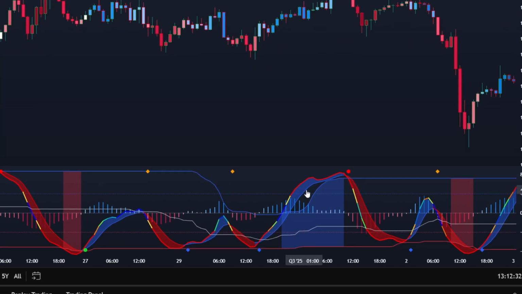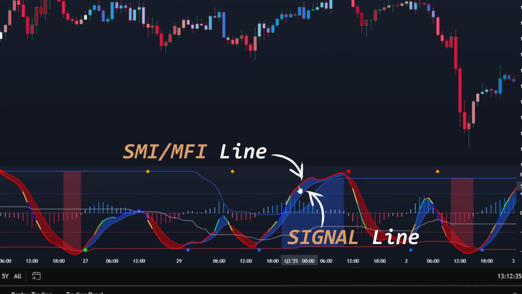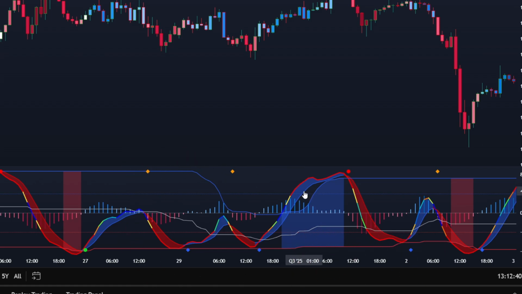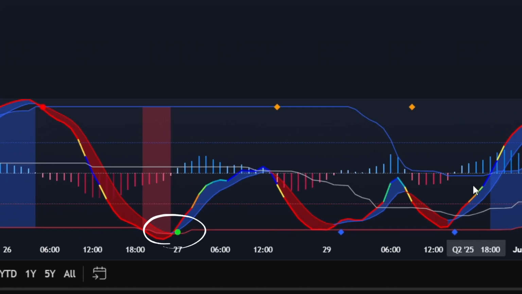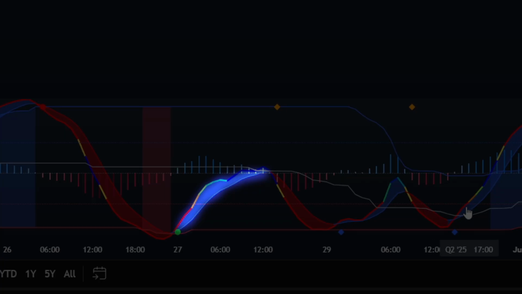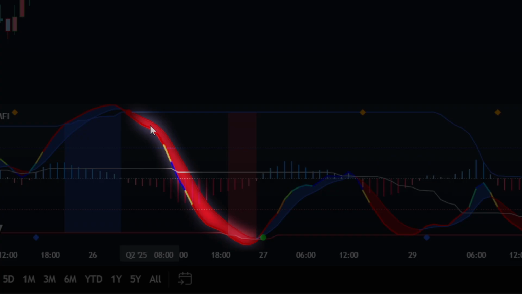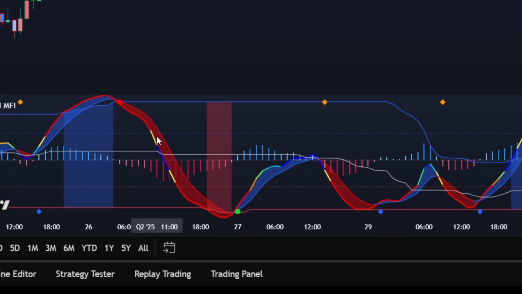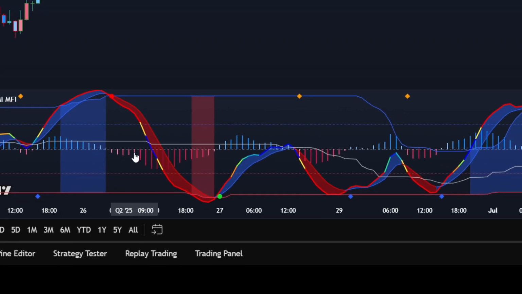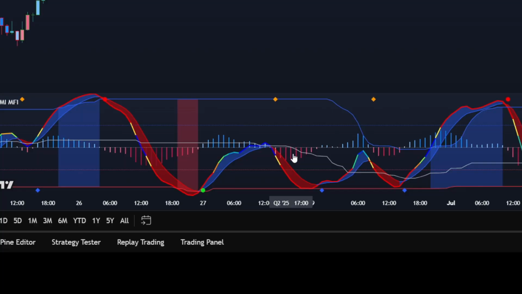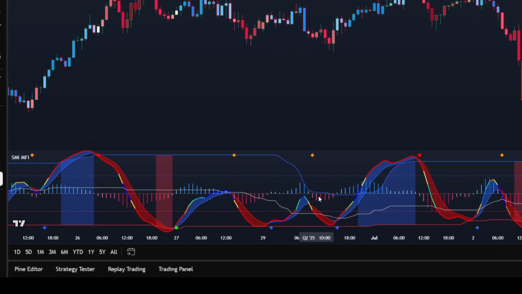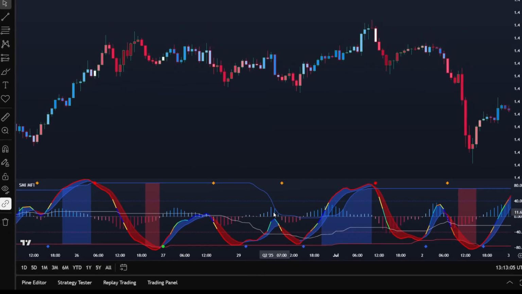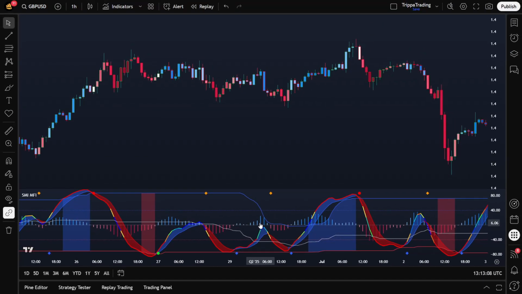You'll see two lines, the main SMI MFI line and its signal line, which is just a simple moving average of the main line with a length of 8. When the SMI MFI line crosses above the signal line, that's a bullish signal, and the zone between them turns blue. When it crosses below, it turns red, and that's your bearish signal. There's also a histogram at the center that shows the difference between the two lines, like a momentum bar chart. Bullish bars go above the center, bearish ones below. The structure is very similar to MACD, but the data it's based on is completely different, making it much more sensitive to real money flow in the market.